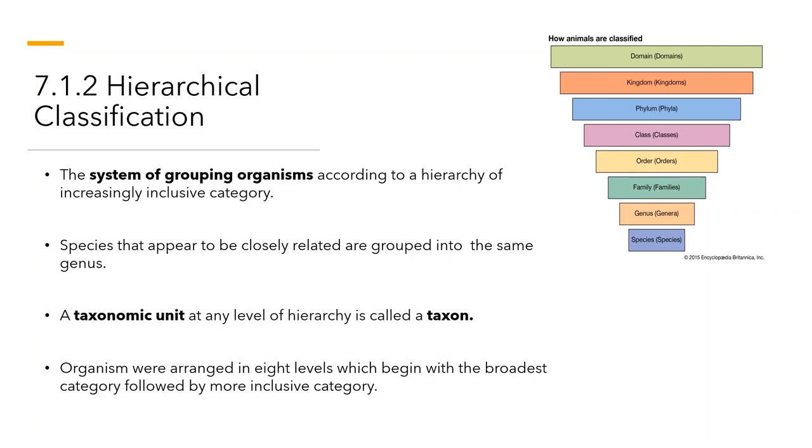7.1.2 Hierarchical classification. This system is the system of grouping organisms according to the hierarchy of increasingly inclusive category. Species that appear to be closely related are grouped into the same genus. A taxonomy unit at any level of hierarchy is called a taxon. An organism will be arranged in 8 levels, which begin with the broadest category followed by more inclusive categories.